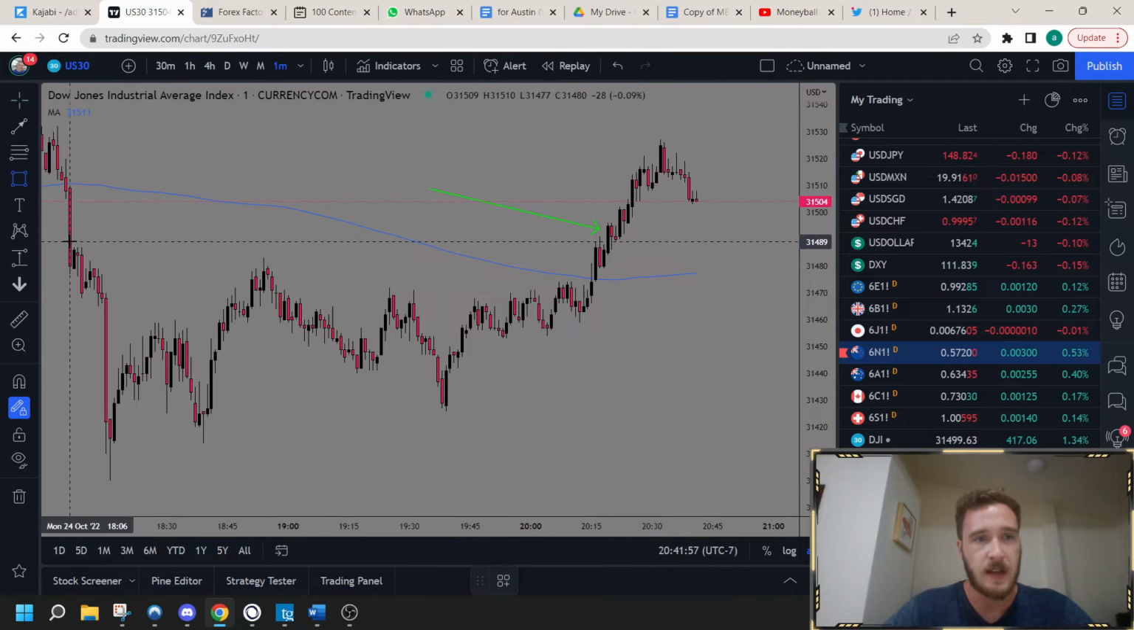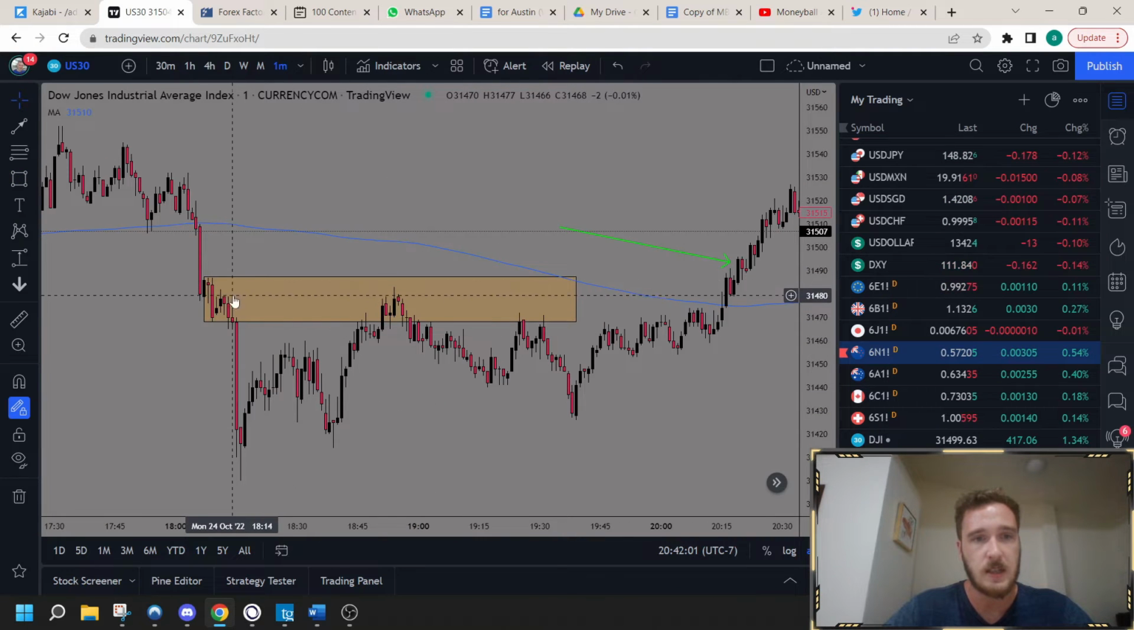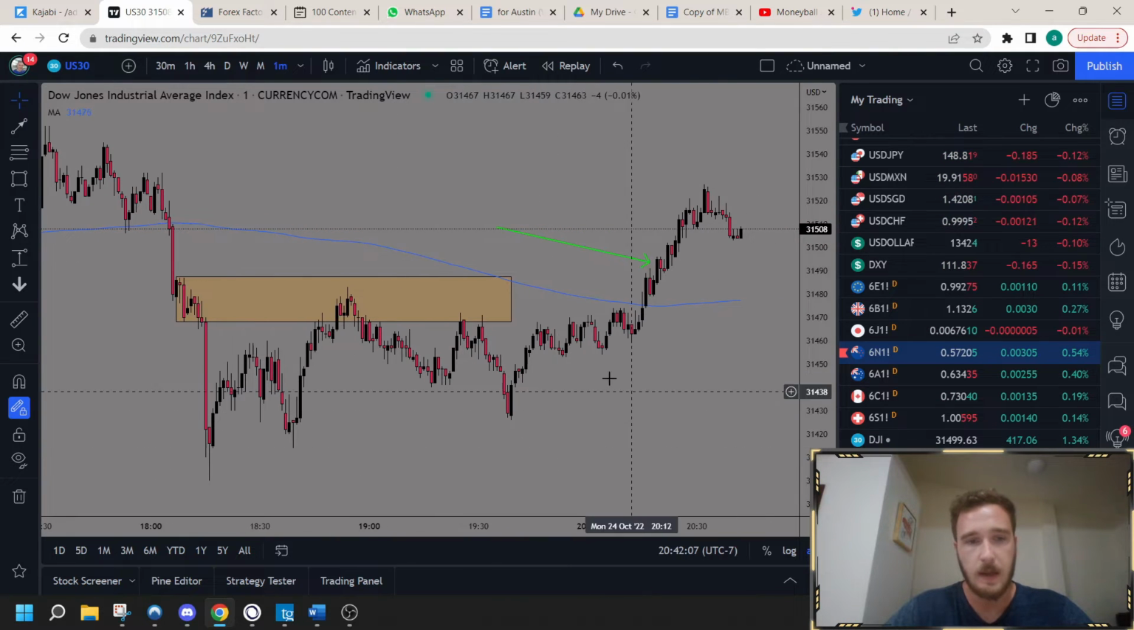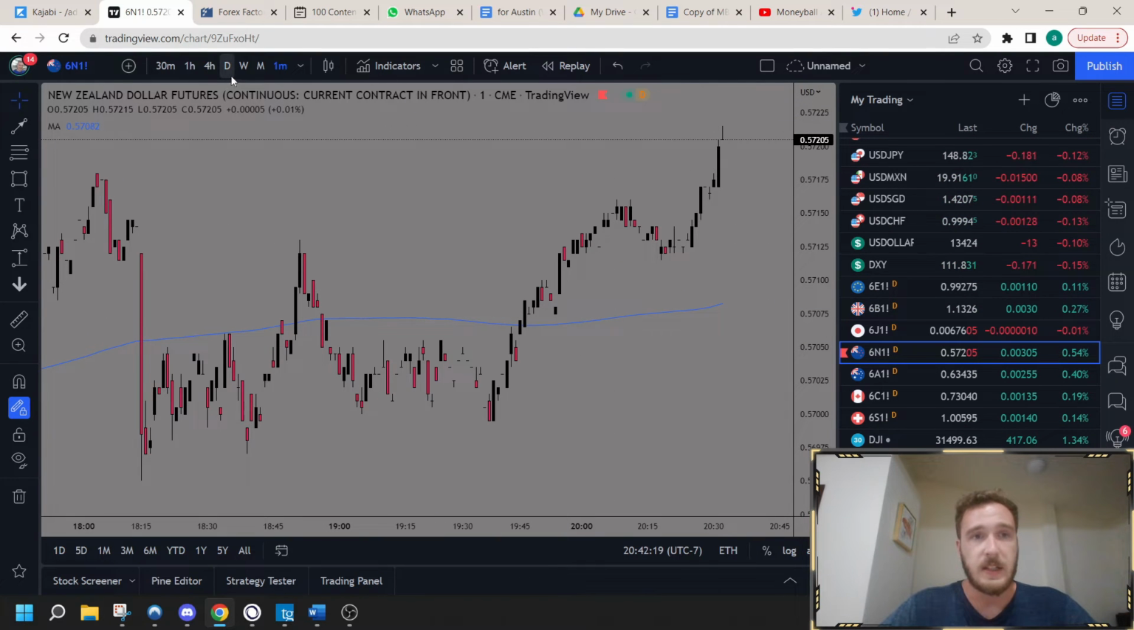This is a really good supply zone. I like this whole area. Really nice drop, base, drop area, right? Very nice imbalance. I like that. So those are really nice zones. Let's look at another market, shall we? Let's look at New Zealand USD.